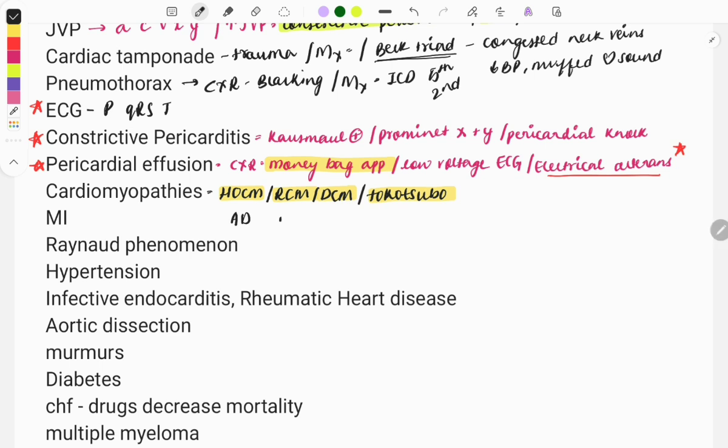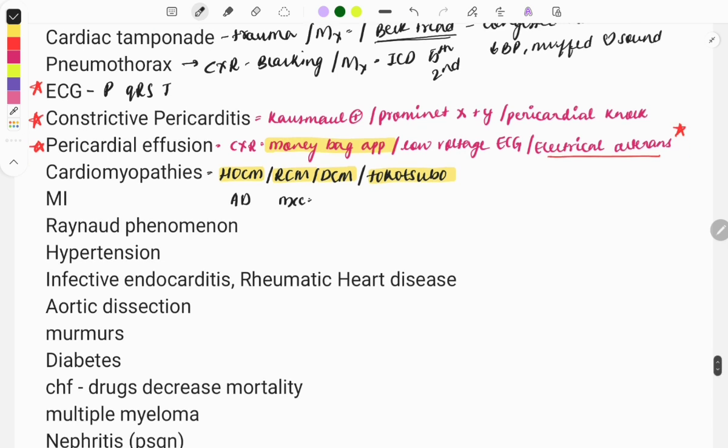Then the restrictive cardiomyopathy: the most common cause is amyloidosis, and due to this amyloid deposition, there will be a glittery myocardium, meaning a shiny myocardium. And you need to remember that in this there is the Kussmaul sign positive.